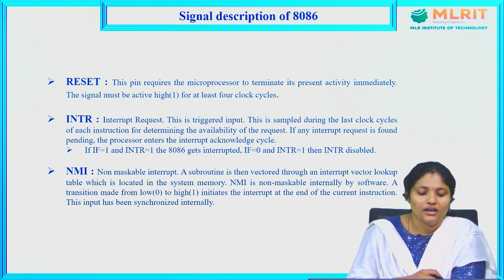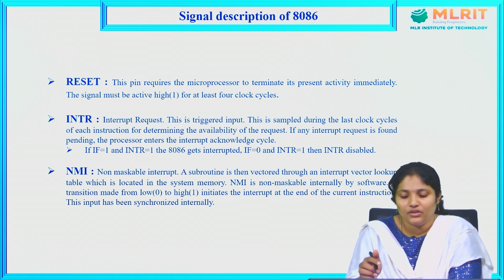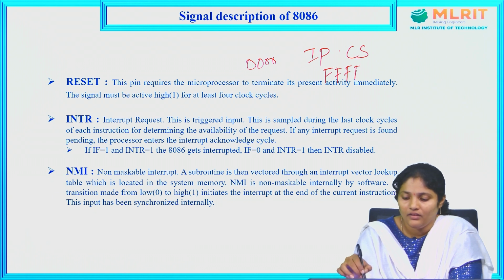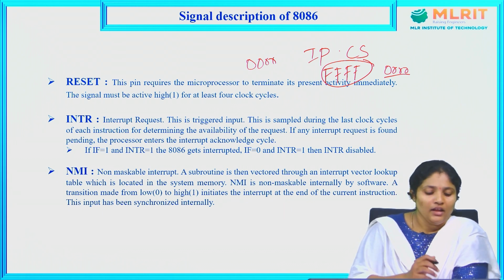Next, coming to the reset operation. Reset is a pin which is used to terminate the processor's current execution, and after the reset, the other registers will get into the 0000 location, whereas IP and CS will get into the FFFF location and 0000 location. So to calculate the physical address, we need to take the four F's condition here.